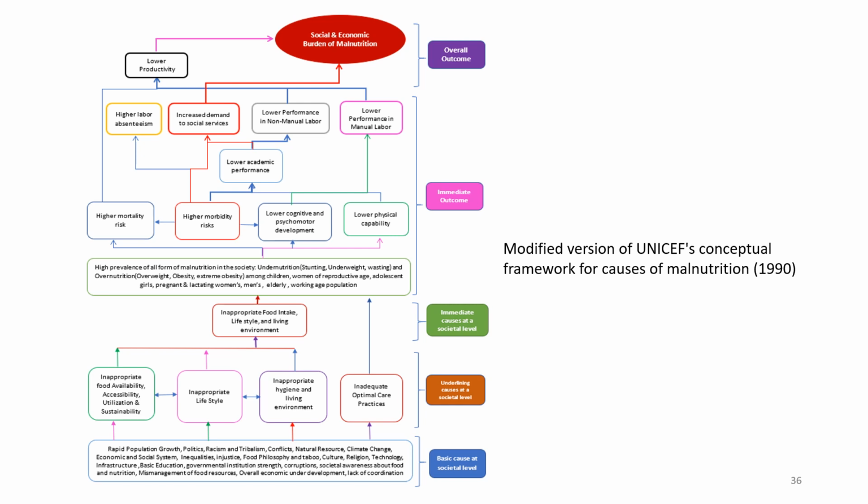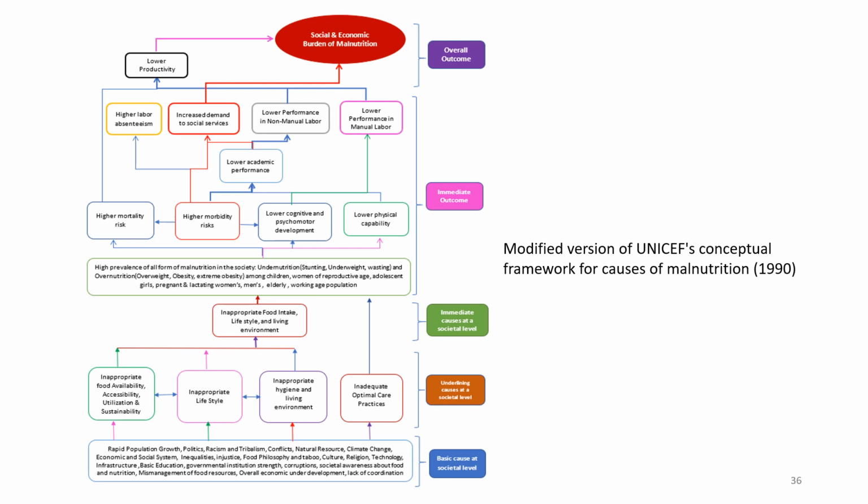So, higher mortality risk will lower the productivity of a nation, because the people who are expected to contribute to the labor market or the productivity markets will die before contributing to the nation. The second one is higher morbidity risk. These higher morbidity risks will lower academic performance and increase demand for social services, especially in the education sector and the health sector.